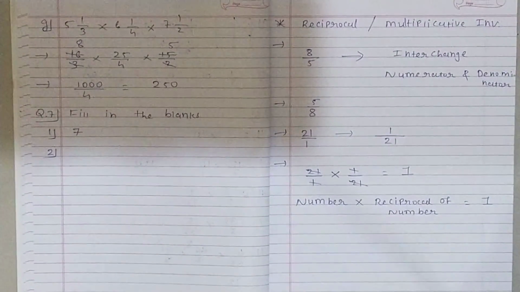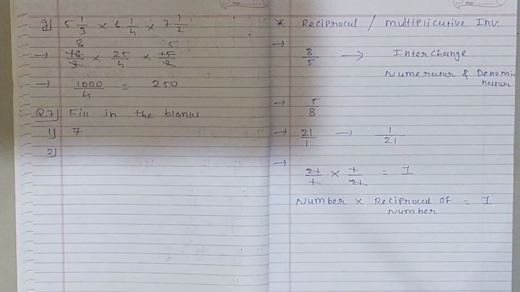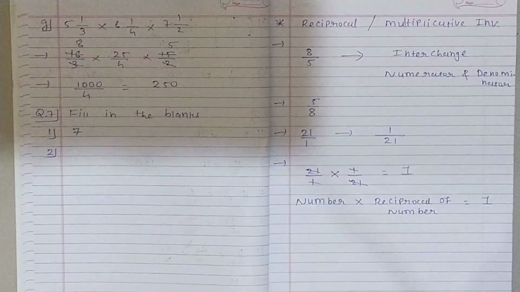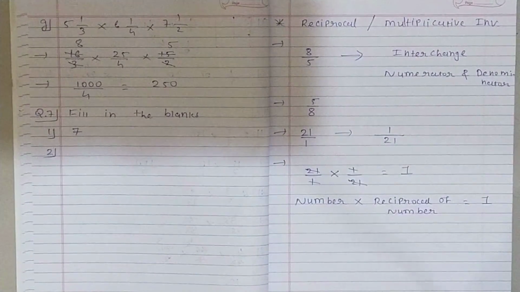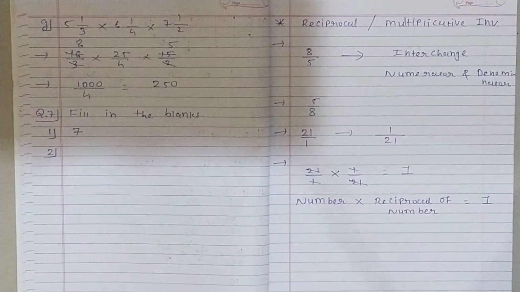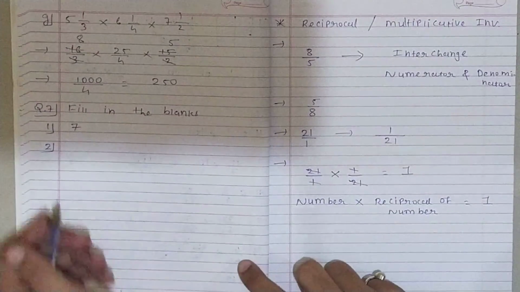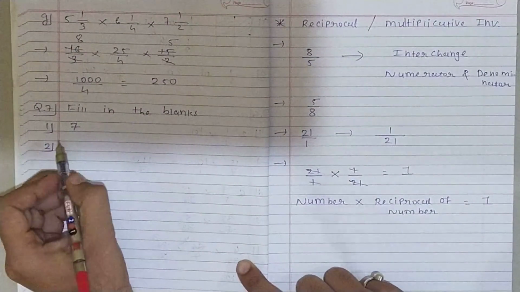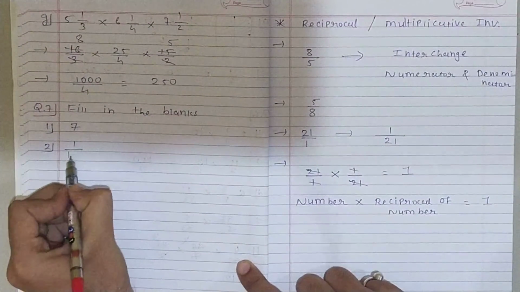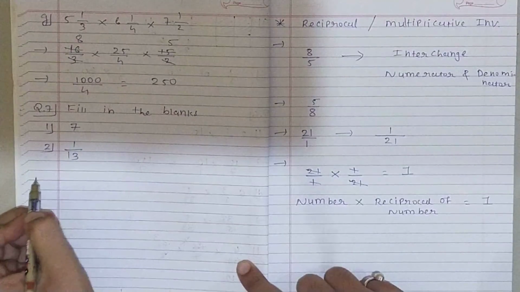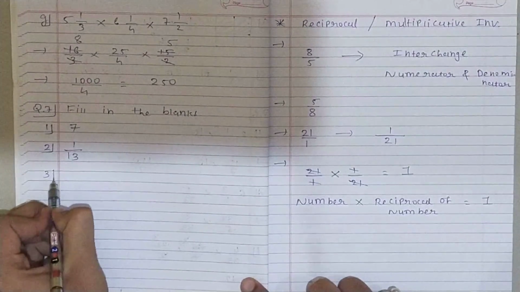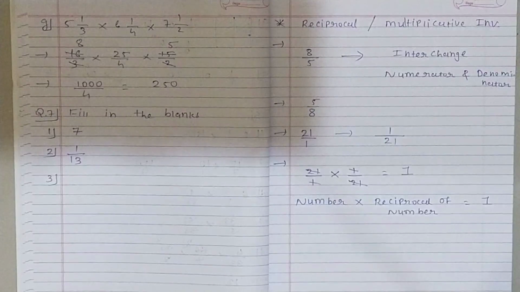Second one, 13 upon 1 multiplied with what will give the answer 1? 13 upon 1 को किससे मल्टीप्लाई करेंगे तो आंसर 1 आएगा? उसके रेसिप्रोकल के साथ. उसका रेसिप्रोकल क्या हो जाएगा? 1 upon 13. ठीक है, रेसिप्रोकल करना मैंने आपको सिखाया. न्यूमरेटर बिकम डिनोमिनेटर, डिनोमिनेटर बिकम न्यूमरेटर.